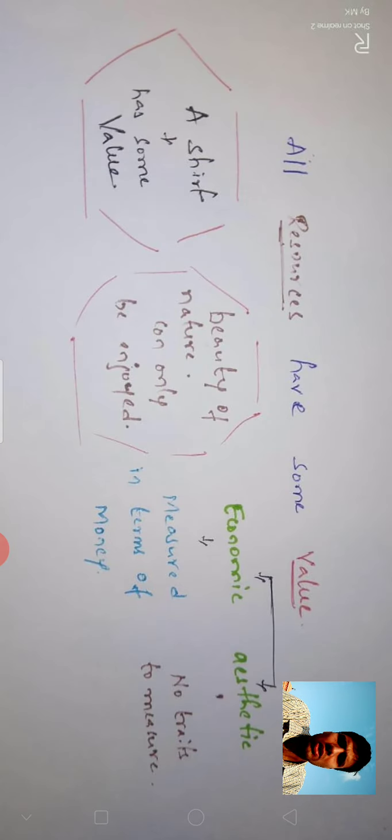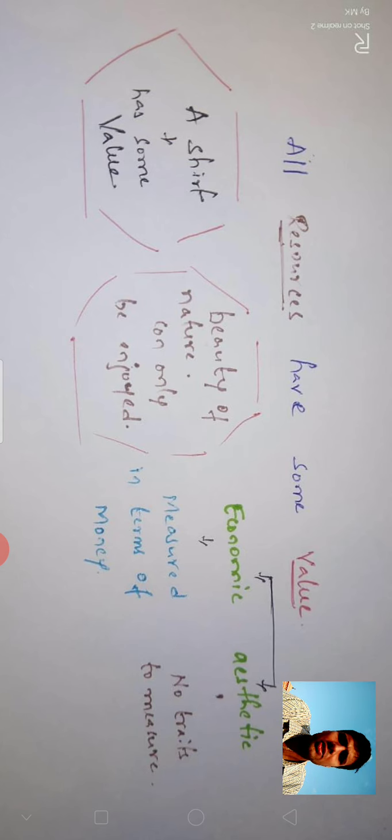Another important feature is that all resources have some value. This value sometimes can be measured and sometimes cannot. So we say there is economic value and aesthetic value. Economic value is value in terms of money. Aesthetic value cannot be measured, it cannot be valued in terms of money.